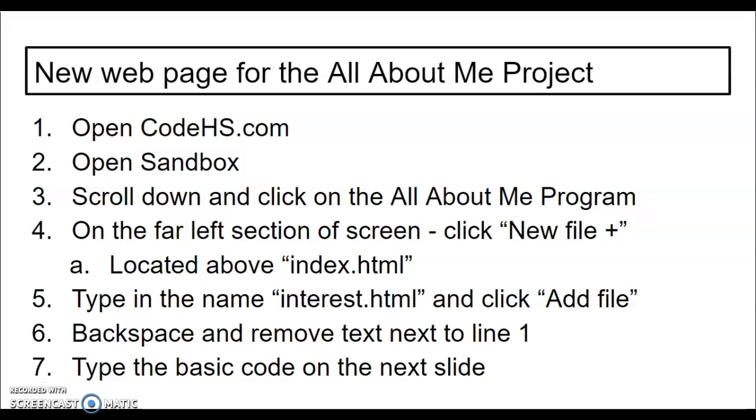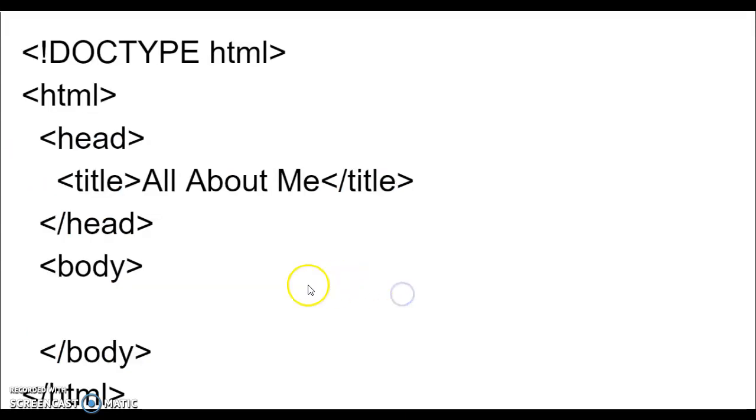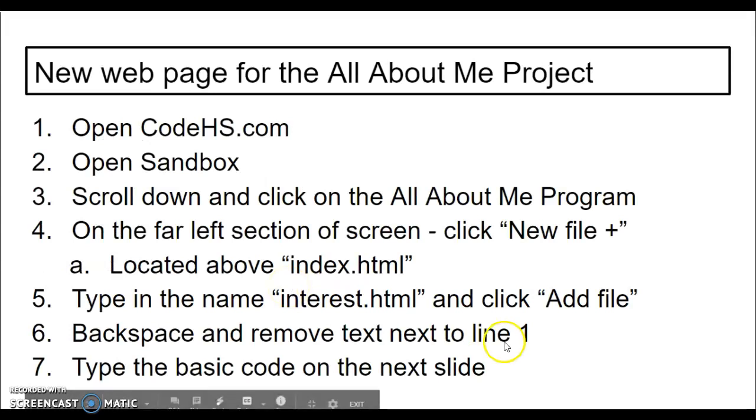So up above index.html, over in the far left hand side of CodeHS, you're going to see a button. It's going to say New File Plus. Click that button, New File Plus. Okay, and then when CodeHS asks you for the new name of the new web page that you're creating, you're going to type in interest.html. And then we're going to click Add File.